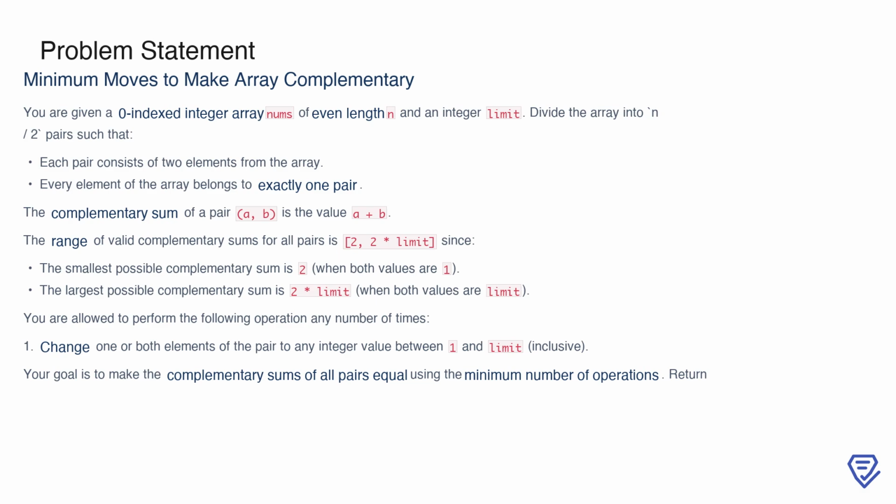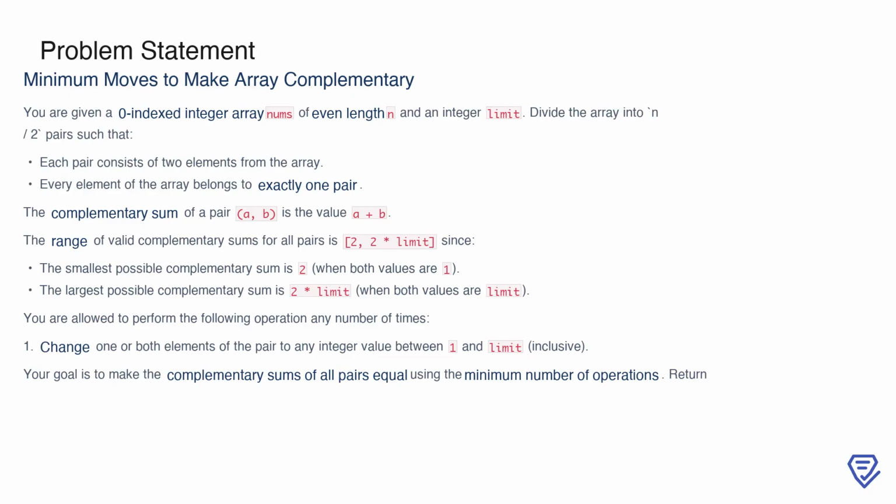The range of possible complementary sums is determined by the smallest and largest values each element can have. Since the minimum value for an element is 1, the smallest complementary sum is 2. Similarly, the maximum value for an element is limit, so the largest complementary sum is 2 * limit.